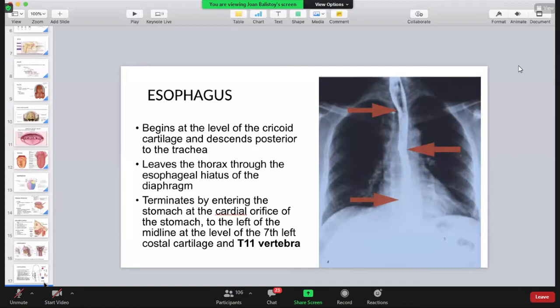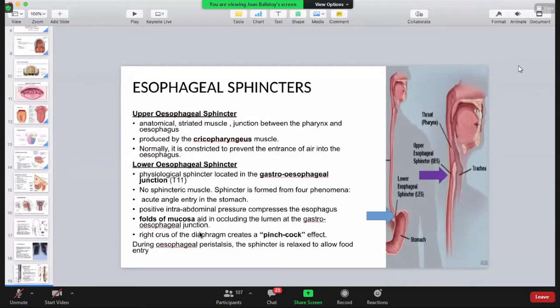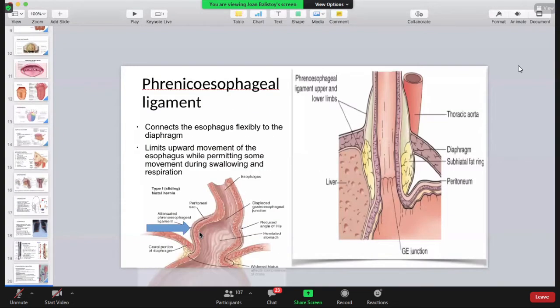So these are the constrictions as we have identified a while ago, and the sphincters as well. Now, there is a ligament called the phrenicoesophageal ligament. It connects the esophagus flexibly to the diaphragm. And this limits the upward movement of the esophagus while permitting some movement during swallowing and respiration. So it keeps the esophagus in place, the phrenicoesophageal ligament. Okay? All right.